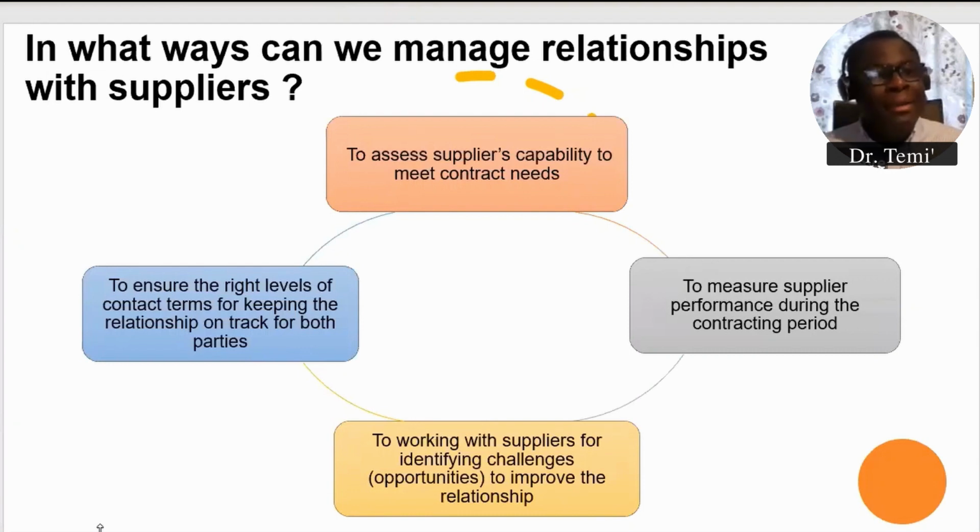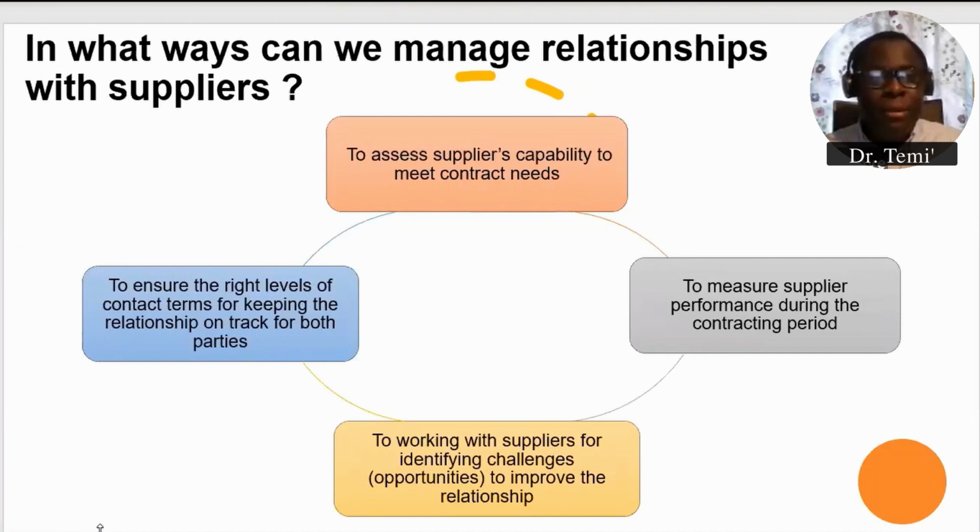Or maybe the end users, which are stakeholders within your organization, are facing some challenges in deriving the expected outcome, expected benefit from the product they have purchased. So you might need to get in touch with a supplier to have some discussion and understand how do we improve this process. You can't do that if you don't have a very good relationship with a supplier.